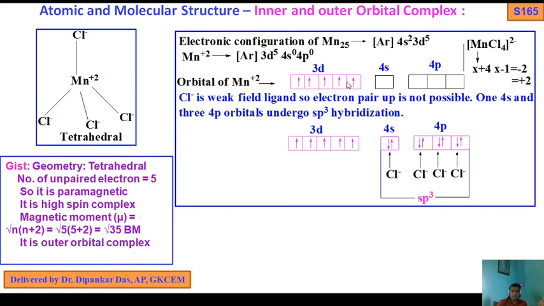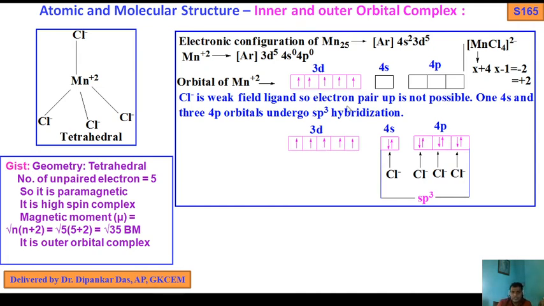Now we have to examine again the nature of the ligand. Again Cl- is a weak field ligand, so it is incapable of pairing up the electrons. So there is no question of pairing of these 5 unpaired electrons, so there are no vacant 3d orbitals. So there is no question of formation of an inner orbital complex, because the 3d orbital is not vacant. So that's why the 4 chlorine ligands donate electron pairs to 4 vacant orbitals, one 4s and three 4p orbitals.